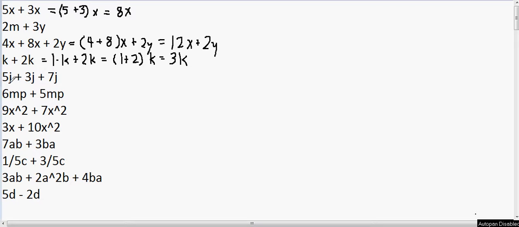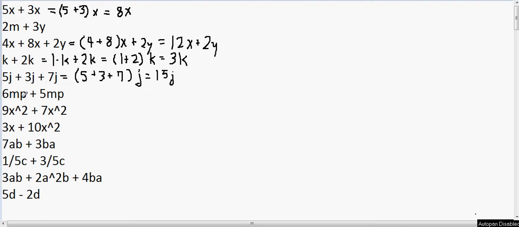Next, we have 5j plus 3j plus 7j. We have three terms, 5j, 3j, and 7j. They all share a common variable j. Though we have three terms, we can go ahead and combine all the numbers together. So we get (5 plus 3 plus 7) multiplied by j. 5 plus 3 is 8, and 8 plus 7 is 15. So we end up with 15j.